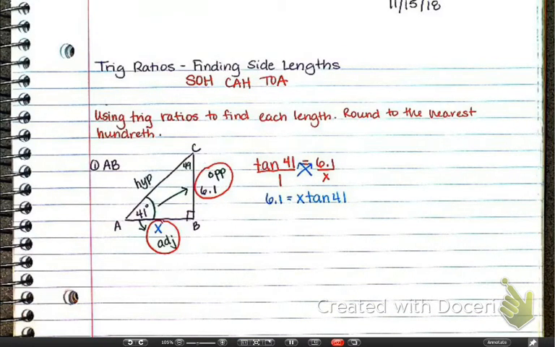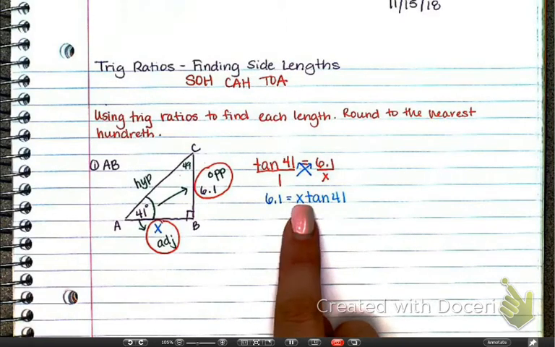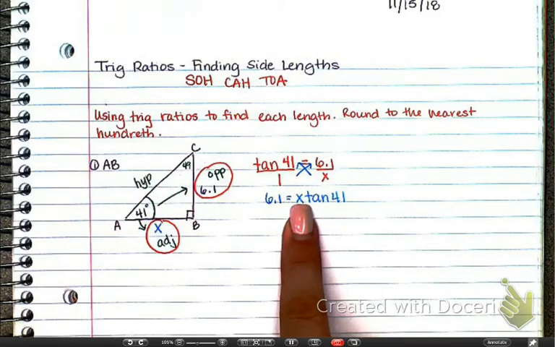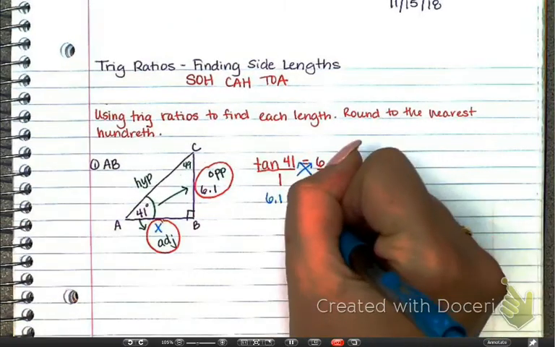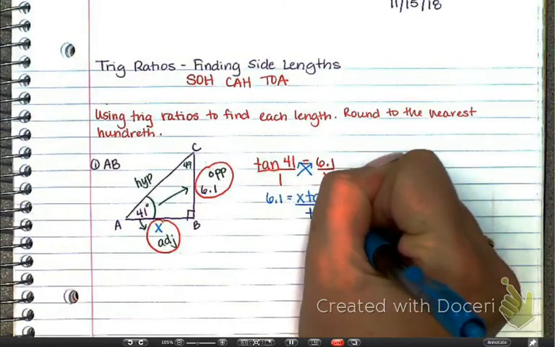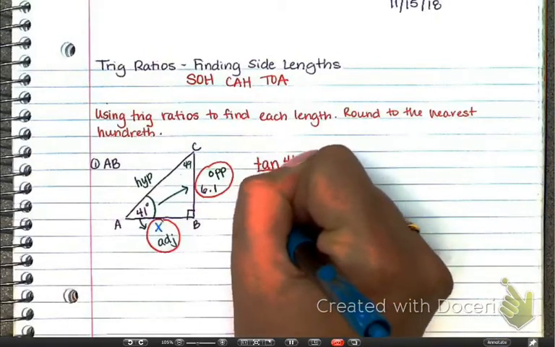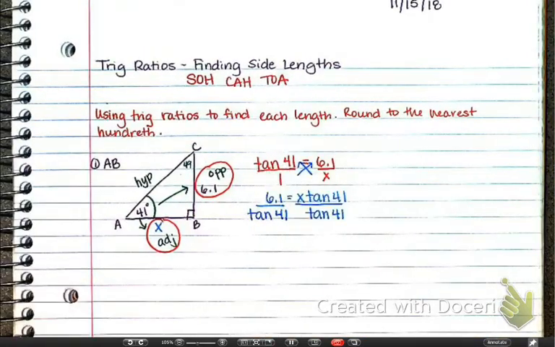What do I need to get rid of to have x by itself? No, I want to leave the variable x by itself. I want to leave the variable there. So what do I need to move? I need to get rid of the tangent of 41. What operation am I currently performing? Multiplication. So opposite of multiplication: division. I'm going to divide both sides by the tangent of 41.